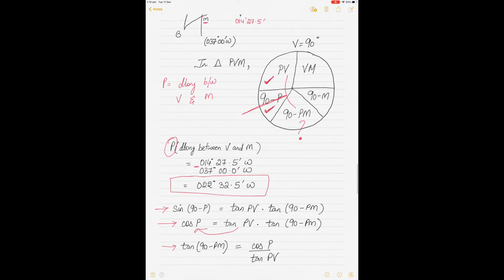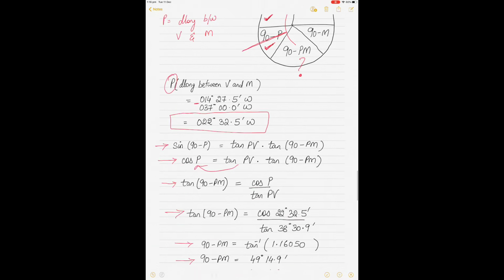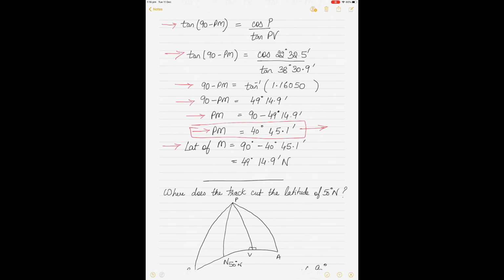So what you should be getting as PM is 40 degrees and 45.1 minutes, but this is PM. This is the distance from the pole to the point M where the 37 degrees longitude is cutting the track. To find the latitude of M, as I have explained before, you will need to subtract it from 90 degrees to find out the latitude of M. This is what I've done here. The answer that you should be getting is 49 degrees 14.9 minutes north, still in the north hemisphere.